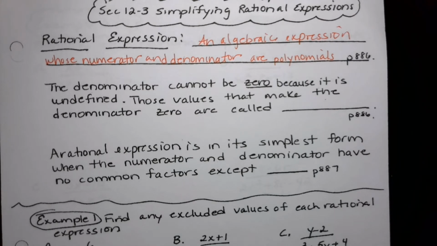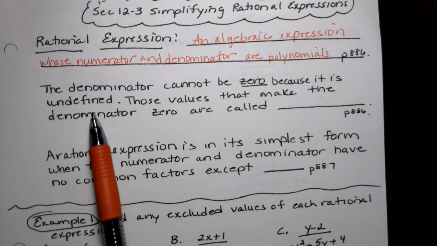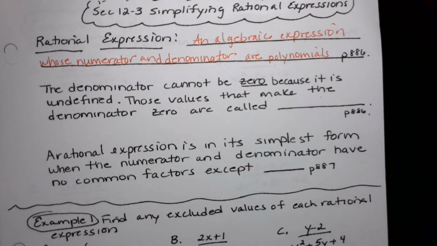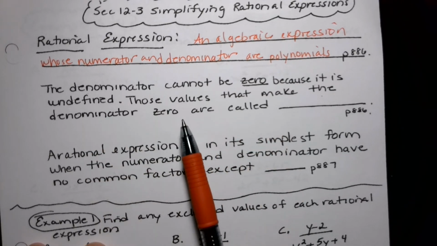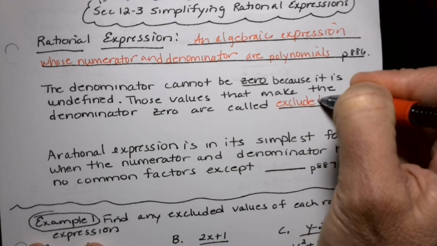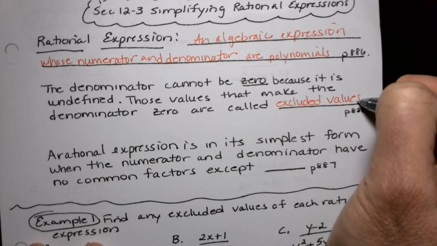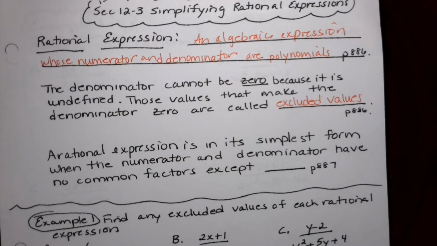Now let's go on with that for a minute. I don't expect that to totally make sense quite yet. The denominator can never be 0 because it would be undefined, right? We cannot divide by zero. So any values that would make the denominator a 0 are called excluded values. So you will be asked to find excluded values. And when you are, you look directly in the denominator and say, what's going to make that 0? Because whatever the answer to that question is, that's your excluded value.